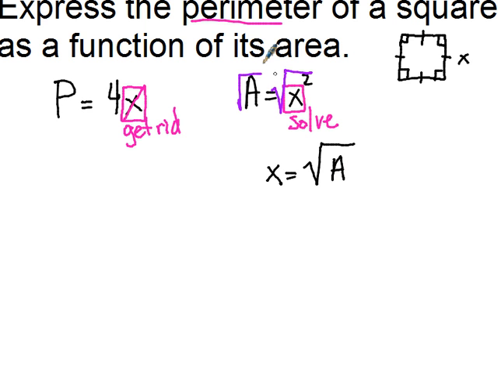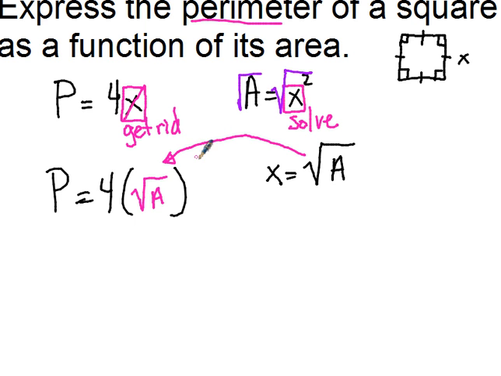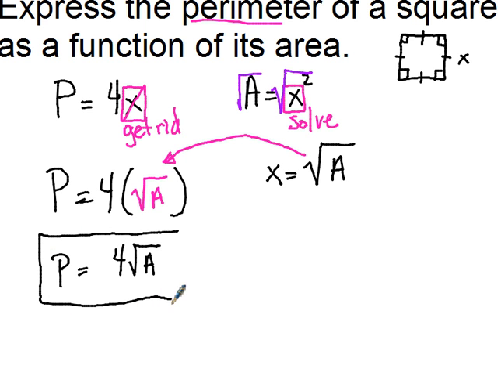Okay, I should have done that in a new color. Anyway, back over to here. So perimeter is 4, no longer times x, but rather times the square root of the area. So I'm replacing x, I'm substituting this. Okay, there's not much we can do here to simplify except take away the parentheses and take 4 times the square root of the area. Okay, perimeter as a function of area rather than perimeter as a function of side length.